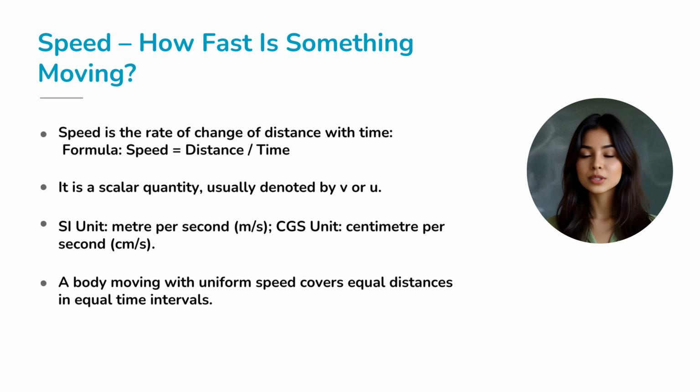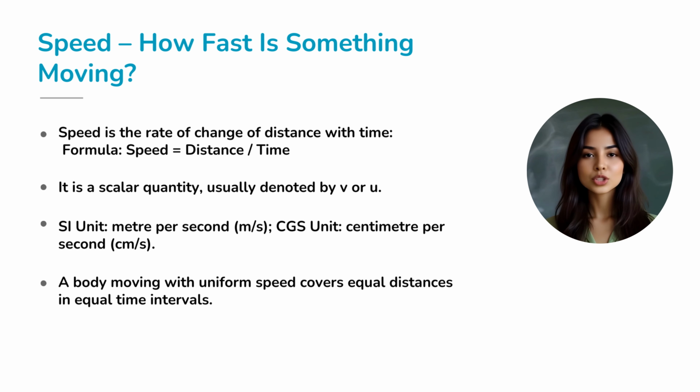If a body covers equal distances in equal intervals of time, we say it is moving with uniform speed. For example, the motion of a ball on a frictionless surface is uniform, smooth, consistent, and predictable. Speed isn't always constant, so we use two terms: instantaneous speed and average speed. Instantaneous speed is the speed of the body at a particular instant. Think of the number shown on a car's speedometer. That's the instantaneous speed. Now, average speed is defined over a journey.